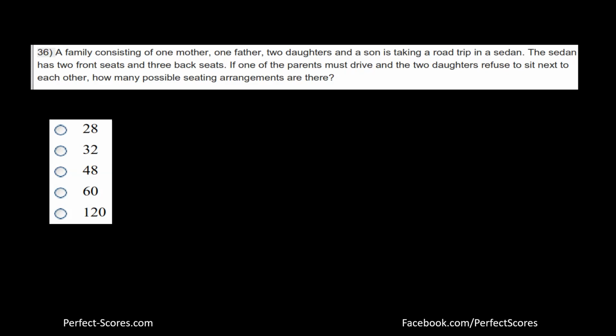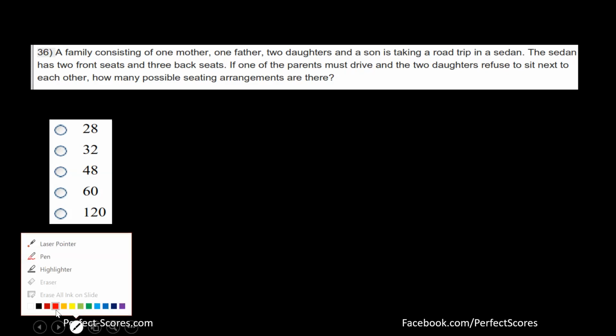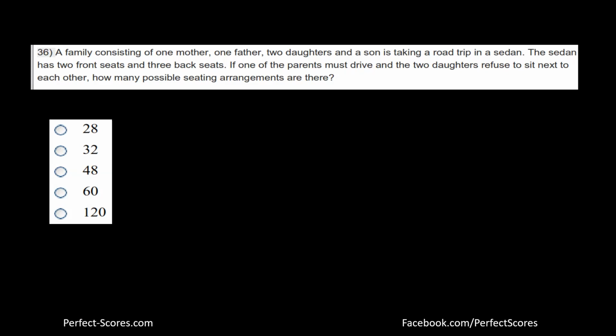Okay, let me get my pen back. So the sedan has two front seats and three back seats. One of the parents must drive, so you need to have a mother or a father here. And two daughters refuse to sit together. So you have mother, father, daughter one, daughter two, and son.